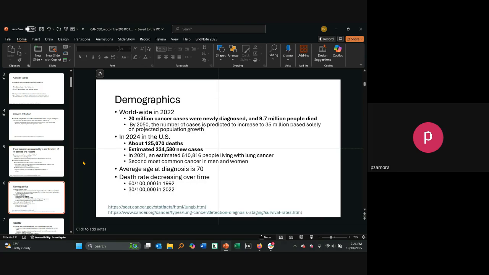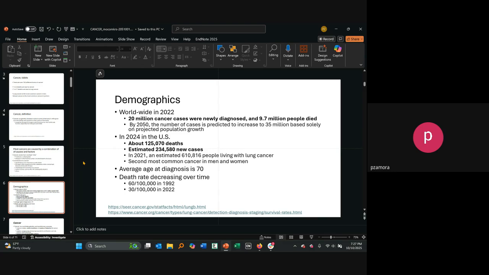A little bit of demographics, a little bit of statistics on incidence in the world. These are from the last statistics that I am aware of from worldwide statistics. In 2022, there were 20 million cancer cases that were newly diagnosed. And in that same year, almost 10 million people died of cancer.